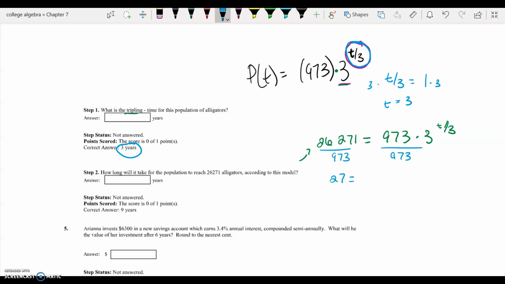So I get 27 equals 3 times t to the 3rd. How do you get rid of an exponent? Well, you take the log of both sides. So I get t divided by 3 times log of 3. Now you got to divide by your log of 3.